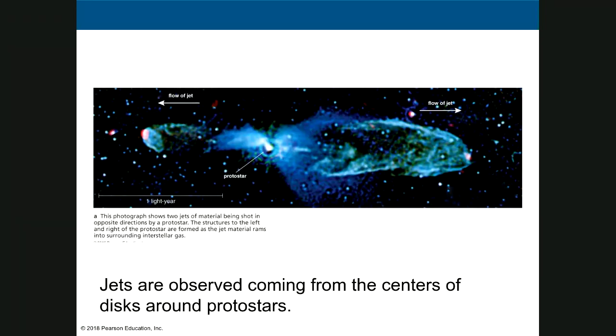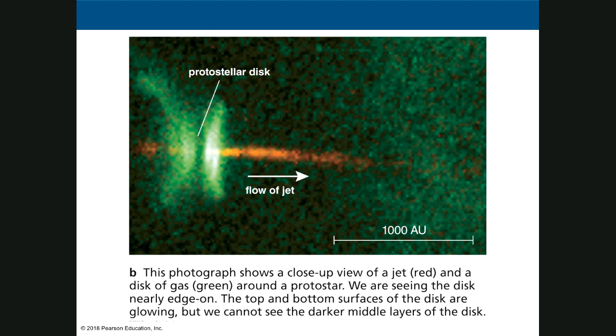All right, and jets can be observed coming from the centers of disks around protostars, and eventually all these jets from all the stars that have been born mix into the interstellar medium. When we look at the galaxy, we'll get a bigger picture of what happens to this interstellar medium and the gases of the galaxy that actually determine the life cycles of galaxies instead of just individual stars. There's another photograph of a flow jet, which we can see here. You can see here's the disk, and here's the flow jet.